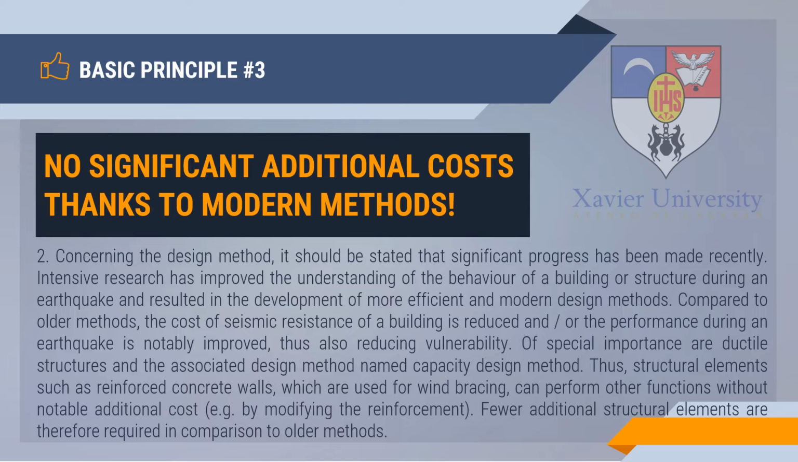Of special importance are ductile structures and the associated design method named the capacity design method. Thus, structural elements such as reinforced concrete walls, which are used for wind bracing, can perform other functions without notable additional cost. Fewer additional structural elements are therefore required in comparison to older methods.